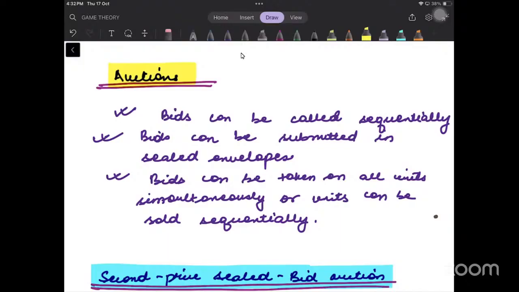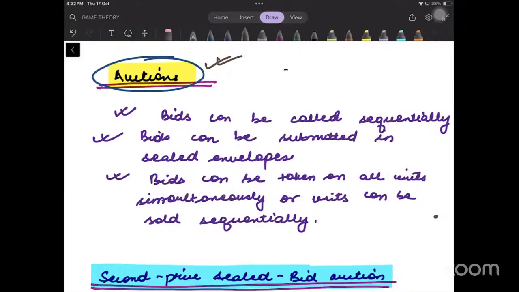Hi, good evening, everyone. So, beta, today we are going to do an important topic, which is called auction theory. This topic is very common, and you will find it in almost all the game theory books, whether it is Osborne, Watson, any game theory book you pick up. You will be able to find this topic on auctions.